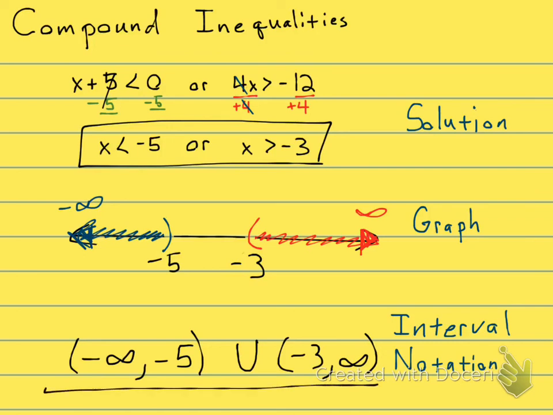And this is it. I have two intervals. I have this first interval right here that's shaded, and I have this interval that's shaded. They're both part of my answer, and I put a U in between them to show union.